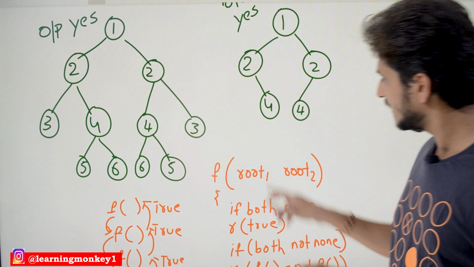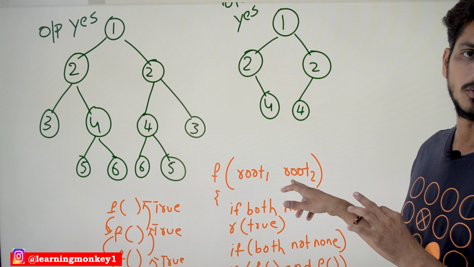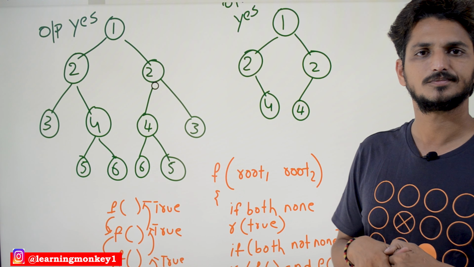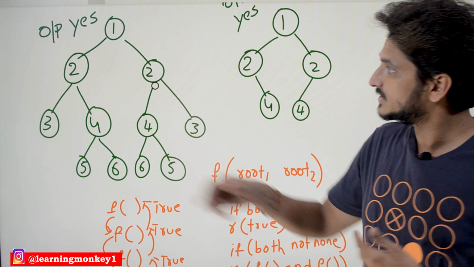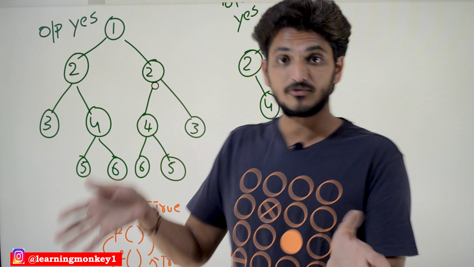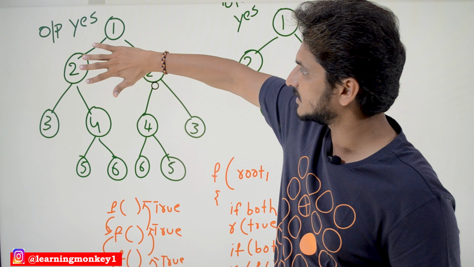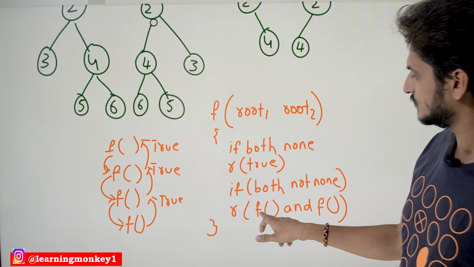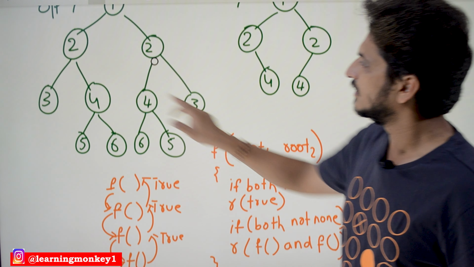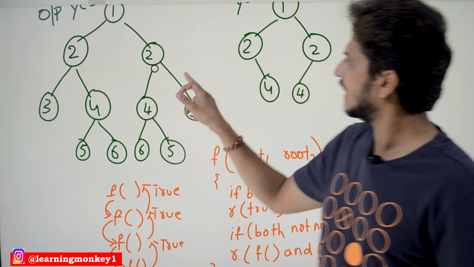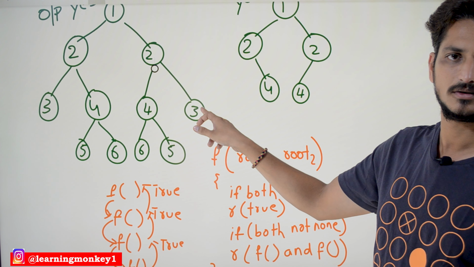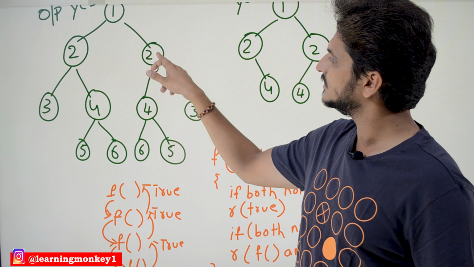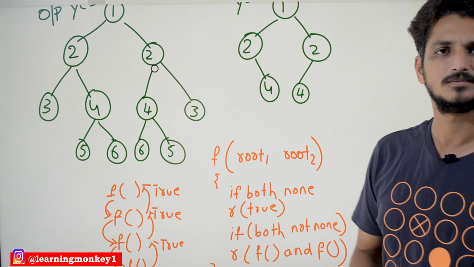So our function needs two variables, root 1 and root 2. One pointing here, another pointing here. Each time, this function is calling two separate functions. One function is going to call this node's left side and the other node's right side. Another function is going to call this node's right side and the other node's left side.